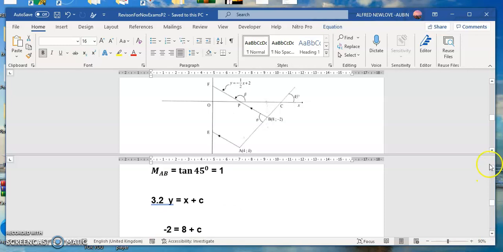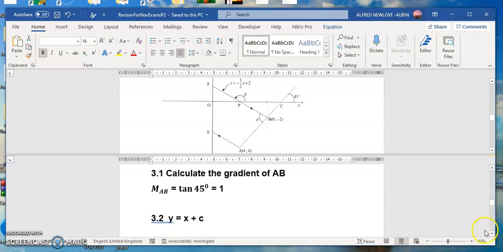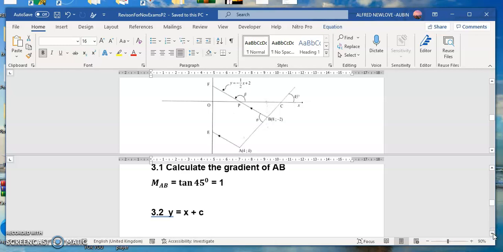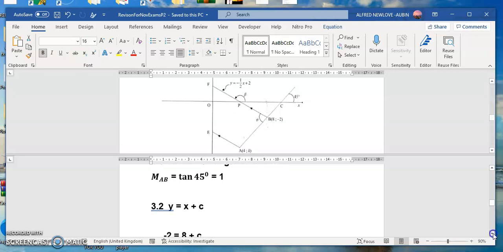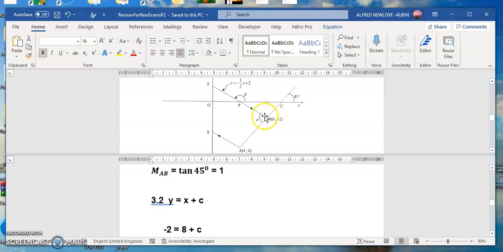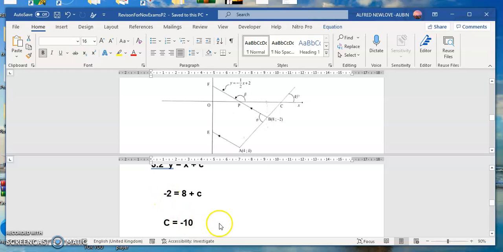Then the next question: they want us to find the equation. So first you write y = x + c. Then we pick this point, where x is 8 and y is -2, to help us find c. If I transpose, it's going to be -2 minus 8, which is -10. So the equation for that is going to be y = x - 10.